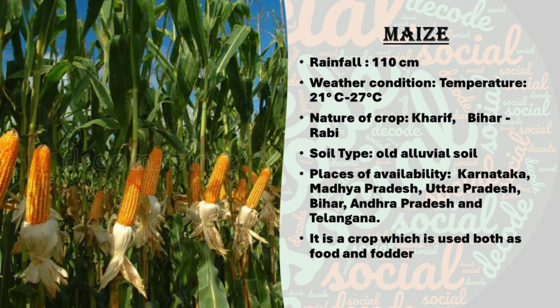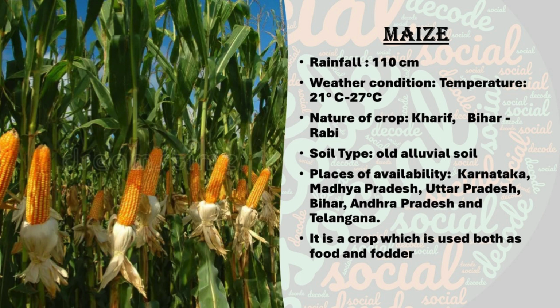And the major maize producing states are Karnataka, Madhya Pradesh, Uttar Pradesh and Bihar. And one important one mark from this maize is that it is used as food as well as fodder. Okay, that is very very important.